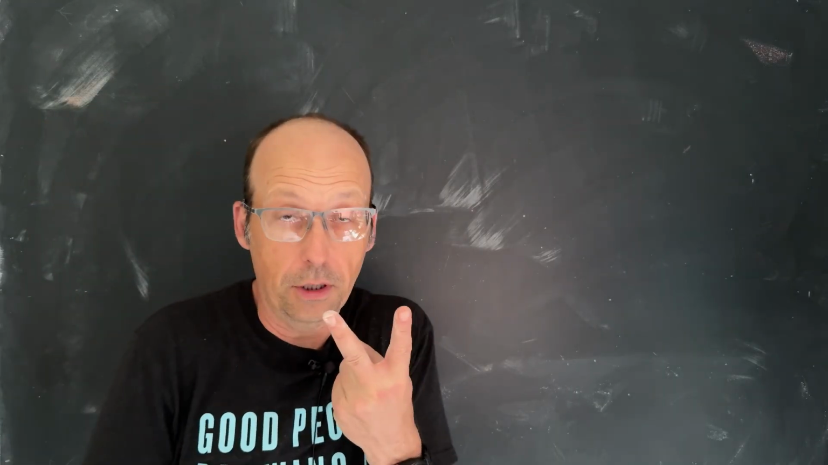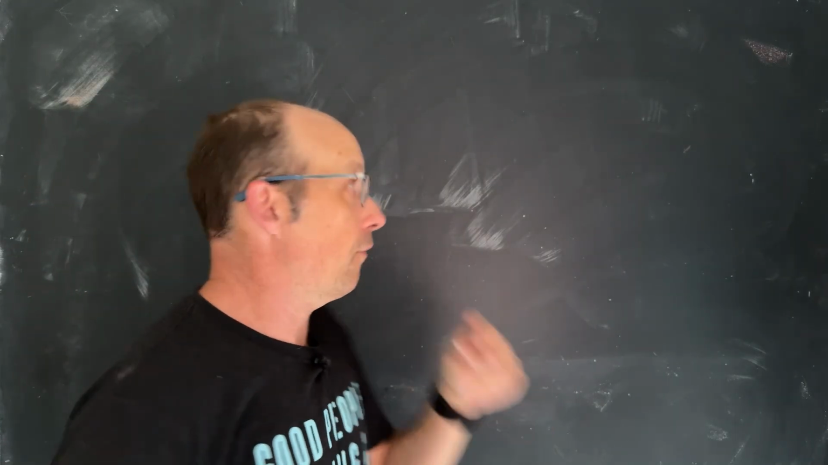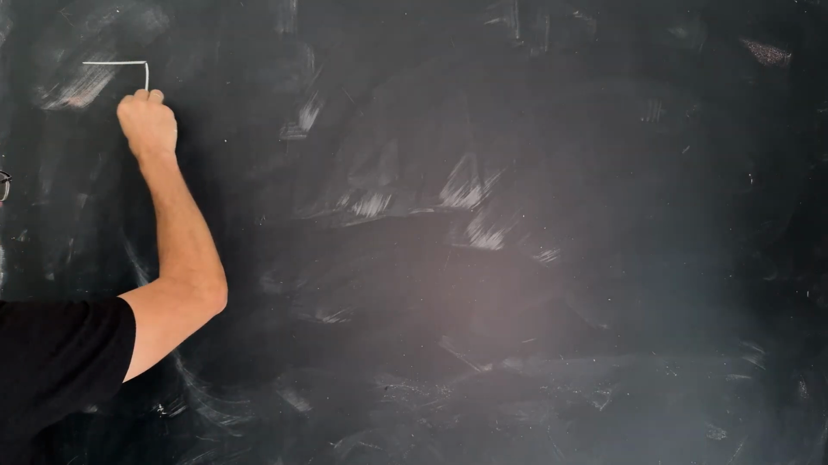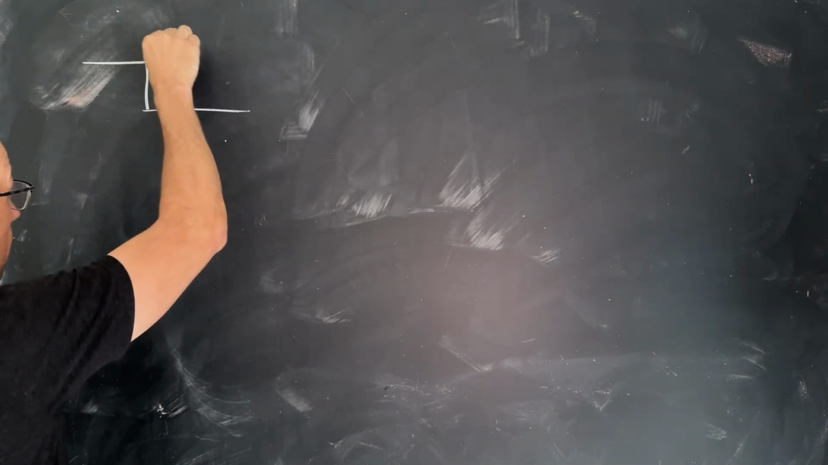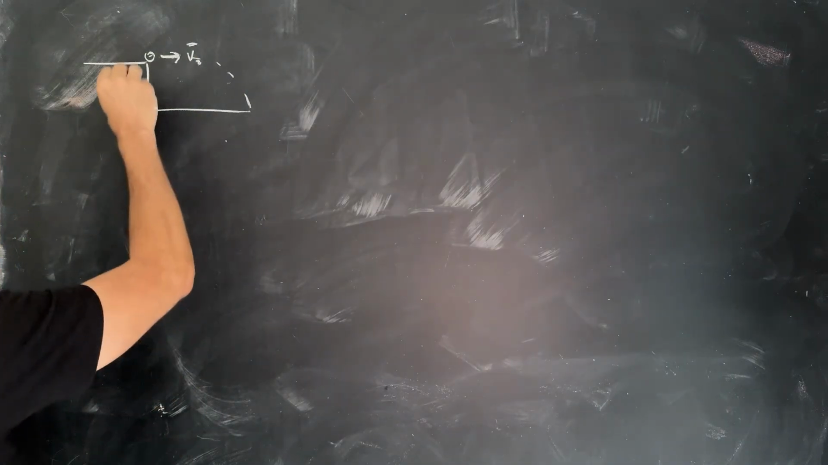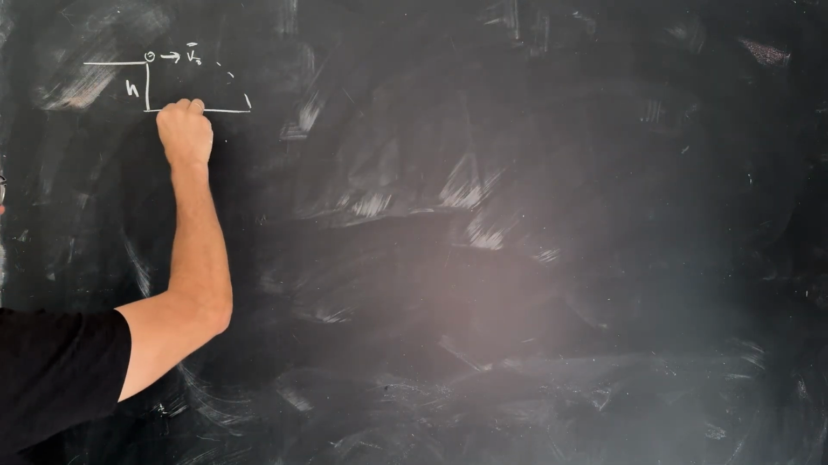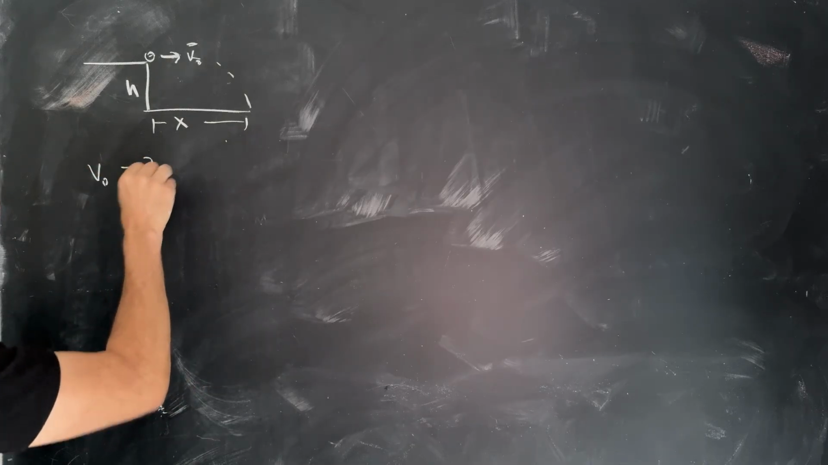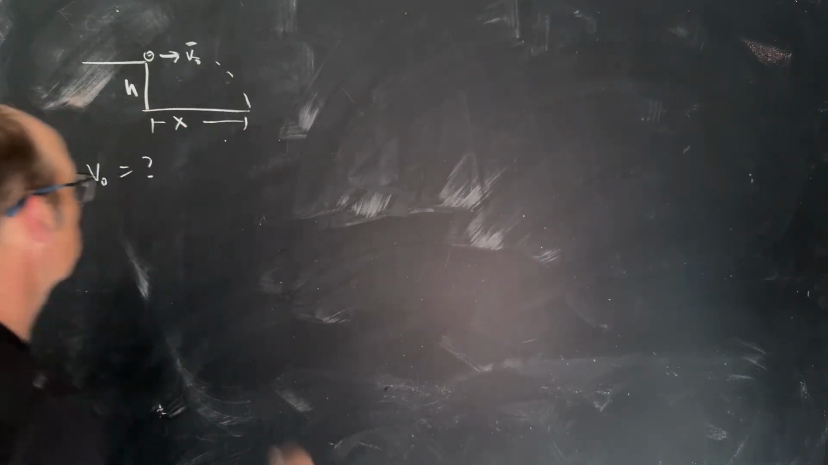I'm going to sketch a picture. We actually have two problems here. So I'm just going to do the first problem. So the first problem says that the ball, I should have done it in a different color, like this, is launched horizontally. And it starts at height h and it travels a distance x. So v0 equals, we don't know.